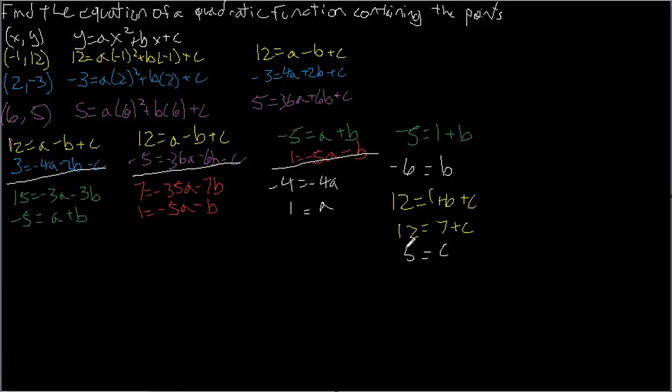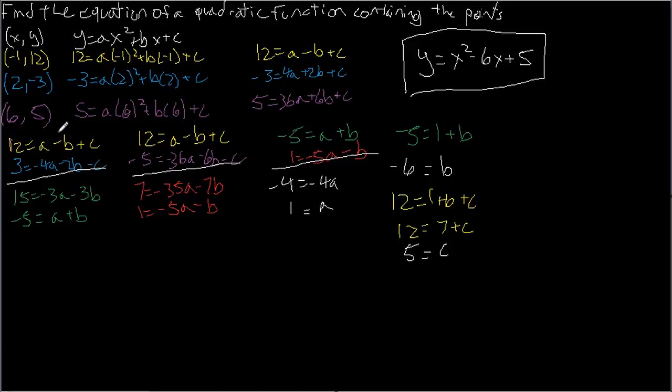So going back to the form of a quadratic function, y equals, the a is 1, so 1 times x squared, that's just x squared, plus bx, that's minus 6x, and then plus c, that'll be plus 5. And there's my answer. It's y equals x squared minus 6x plus 5. It's a quadratic function that contains the points negative 1, 12, 2, negative 3, and 6, 5.